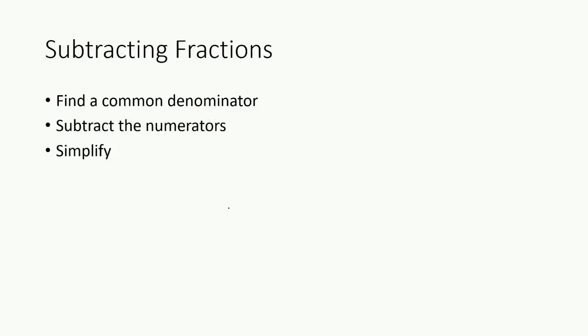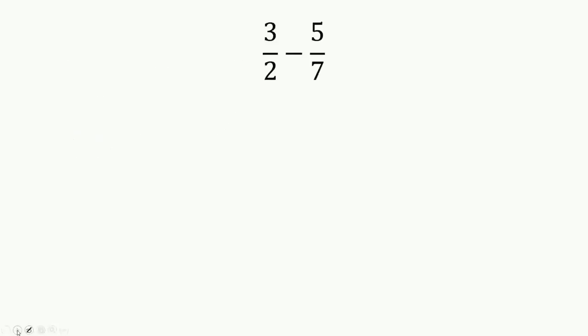Okay, so whenever we subtract fractions, we're again going to do the exact same thing that we did to add, except we're going to subtract the numerators. So 3/2 minus 5/7. To do this, we're just going to multiply this side by 2 over 2 and this side by 7 over 7.